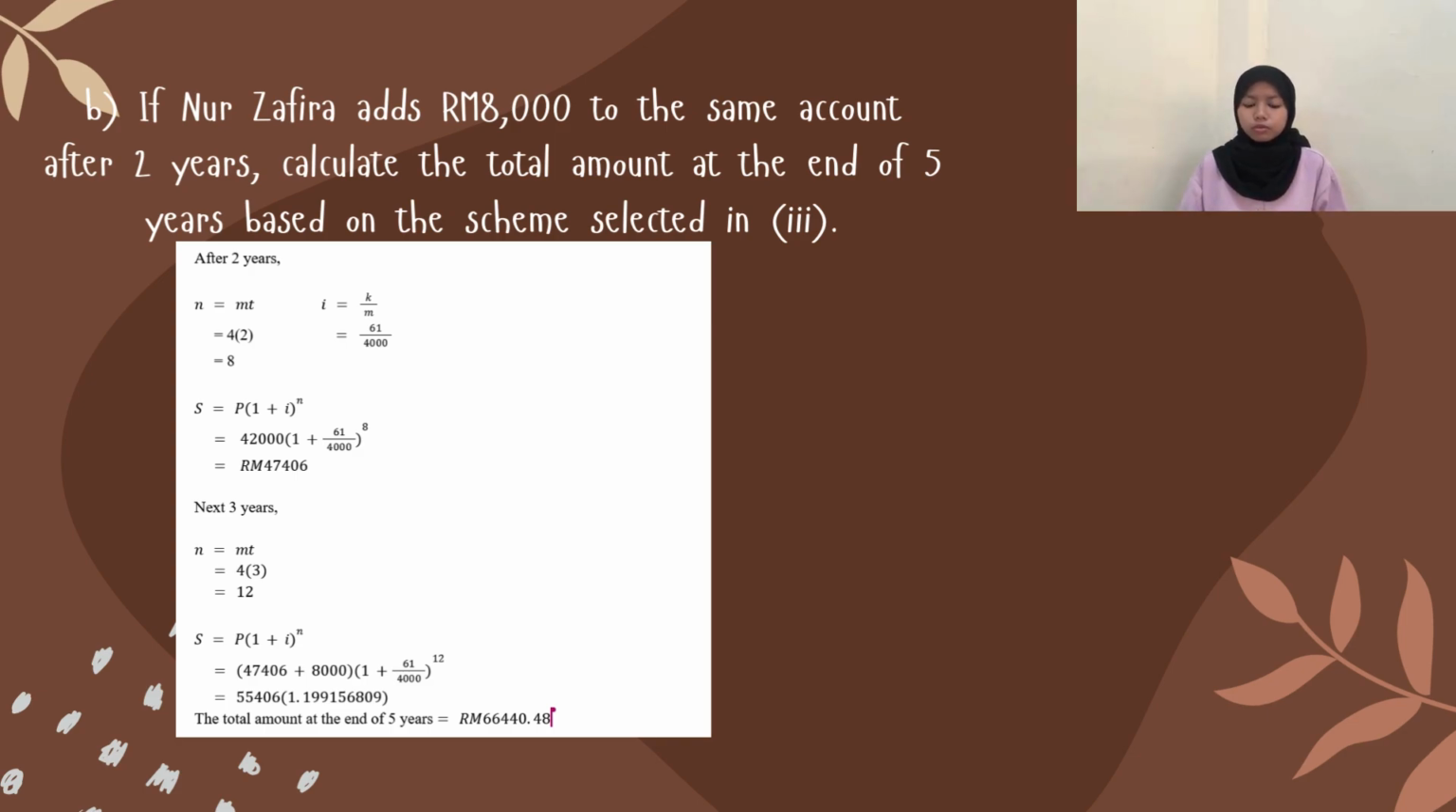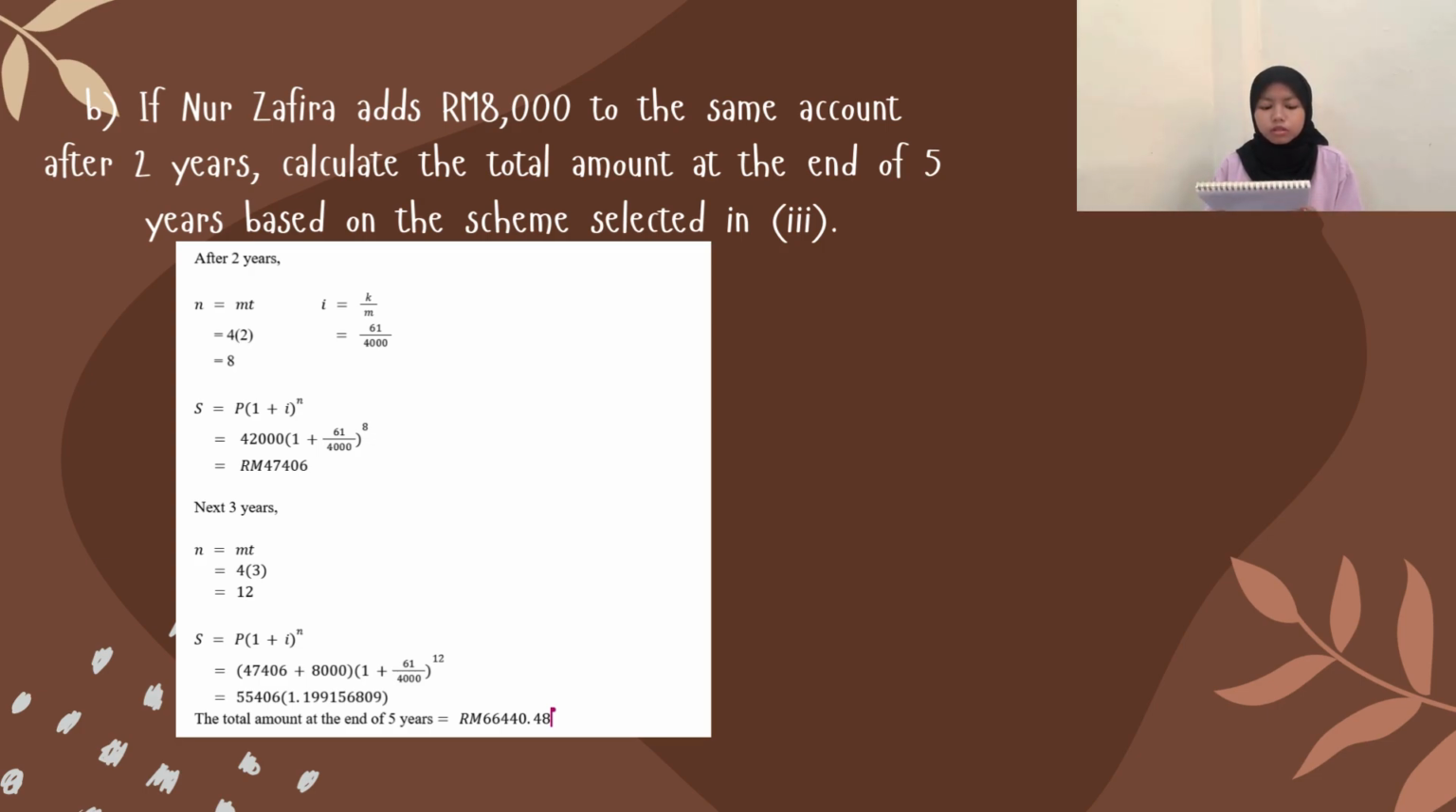For question B, we need to find the N and the I. So the N is 4 times 2, we get N equals 8, and for I it equals 61 over 4,000. So we just substitute the information into the formula S equals P bracket 1 plus I bracket to the power of N: 42,000 bracket 1 plus 61 over 4,000 bracket to the power of 8. And we get the answer for S after 2 years is RM47,406.